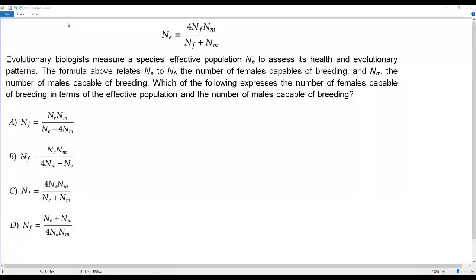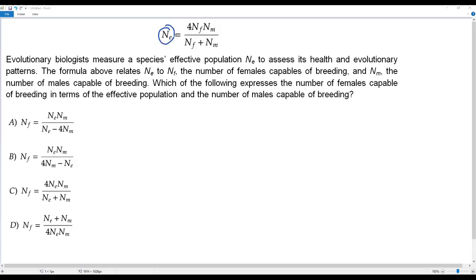Here we have a SAT math question. Okay, let's go with the information. Ne equals 4 times NF times NM divided by NF plus NM. Evolutionary biologists measure a species' effective population Ne to assess its health and evolutionary patterns. The formula above relates Ne to NF, the number of females capable of breeding, and NM, the number of males capable of breeding. Which of the following expresses the number of females capable of breeding in terms of the effective population and the number of males capable of breeding?